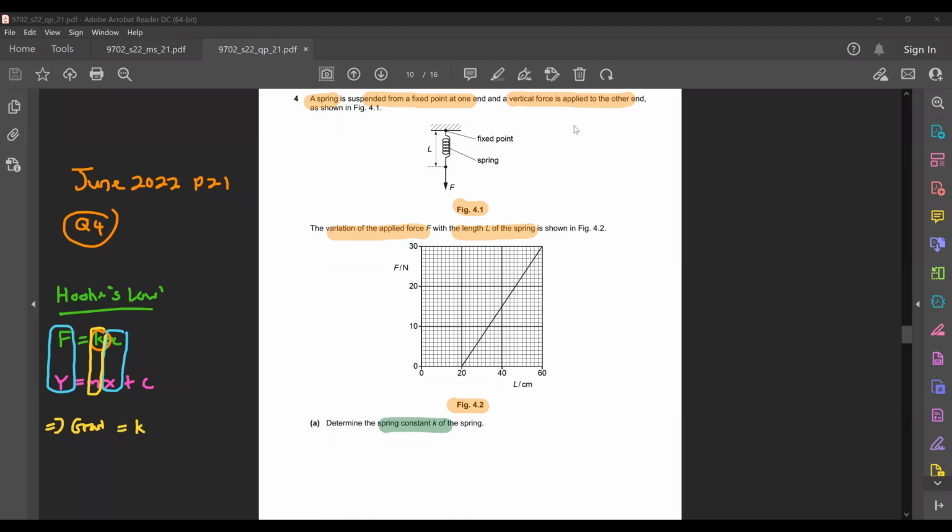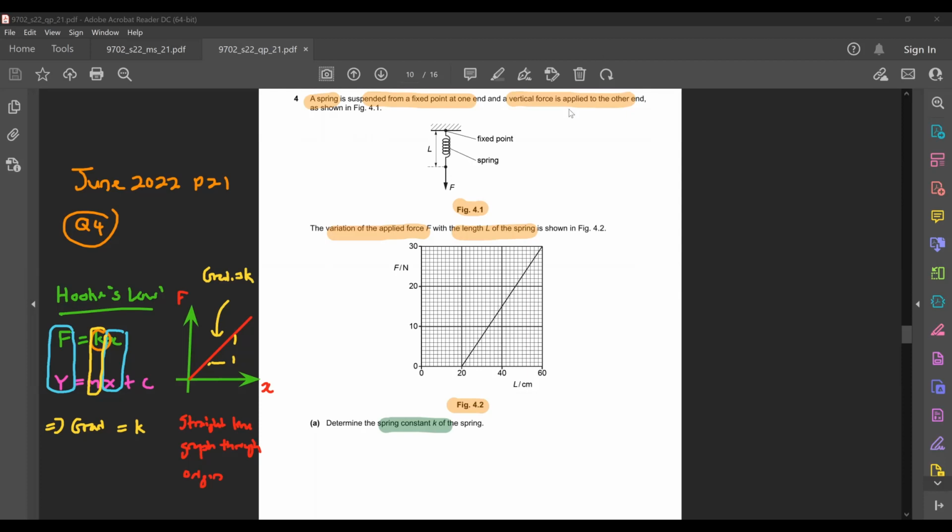Now, if we were to plot a graph of force versus extension, like the ones shown here, it should be a straight line graph that passes through the origin. If we have a straight line graph through the origin, the gradient of that graph would be our spring constant K.